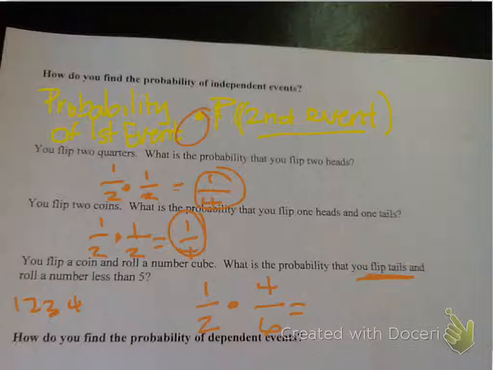And once again, when we find a probability, when we multiply fractions, we multiply straight across. 1 times 4 is 4, 2 times 6 is 12, and I can reduce that to 1 in 3. The probability of flipping tails and rolling a number less than 5 is 1/3.